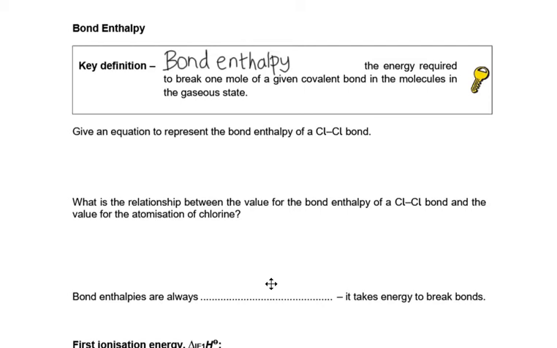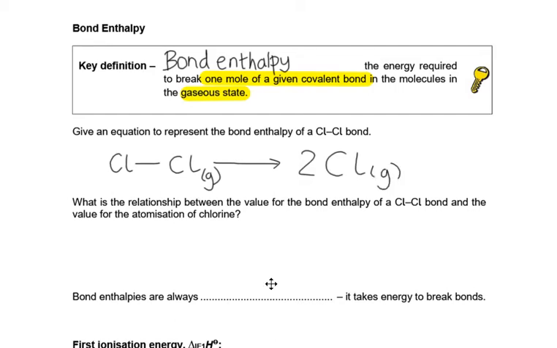We've done this definition before. 1 mole of a given bond is broken in the gaseous state. So if we were going to do that, we could do that for chlorine. So we've got the Cl-Cl bond, and if we broke that in the gaseous state, because chlorine is a gas, then we could get 2 Cl gas atoms. Now, what you'll notice, if you flick back to the previous page, is that equation looks quite similar to the atomization equation, but different as well. So how is it the same and how is it different? So when could I have swapped out bond enthalpy for atomization, but how would it be different?